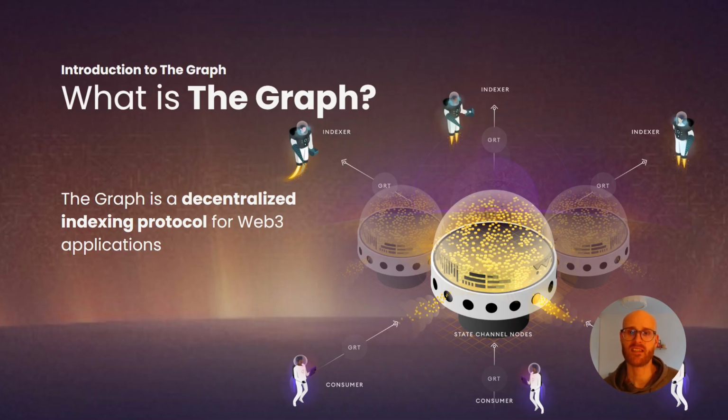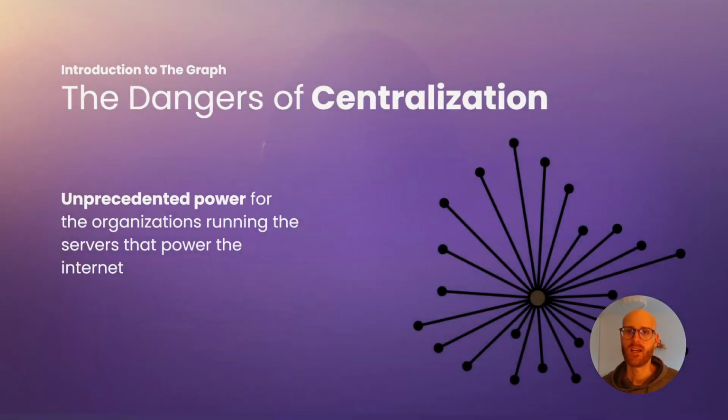And the graph indexes data from various different blockchain networks, such as Ethereum, Arbitrum, Base, Phantom, Solana, and whatever blockchain there is out there. And in doing so, the graph makes the data of all these blockchains easily available for different applications, for developers. But what is the problem that the graph seeks to tackle with its mission?